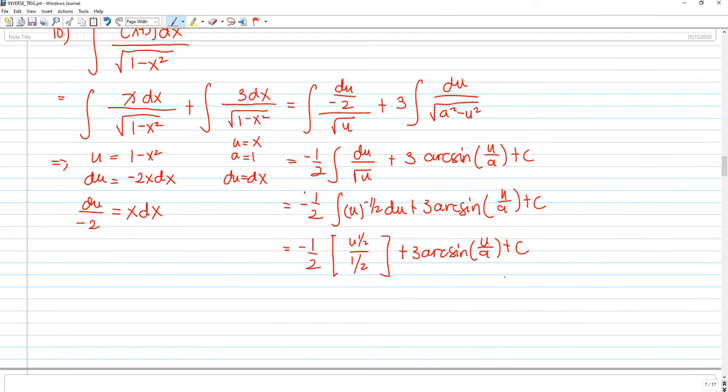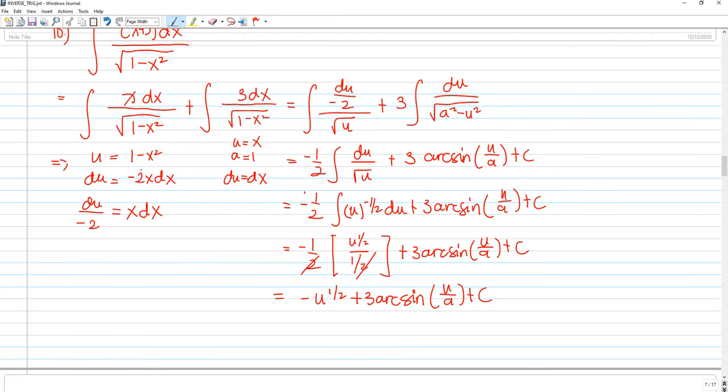So this, as you can see, 1 half divided by 1 half would cancel. So we have 2 here, and this should cancel the 2. Okay, so we have negative u raised to 1 half plus 3 arc sine of u all over a plus c.